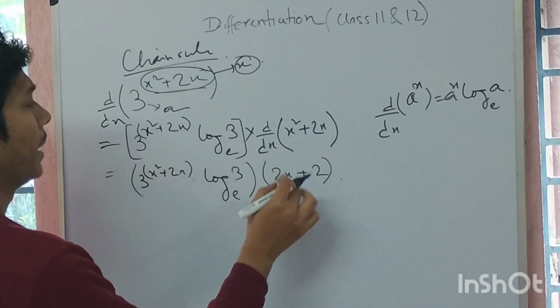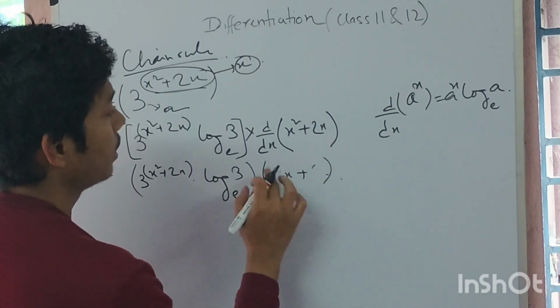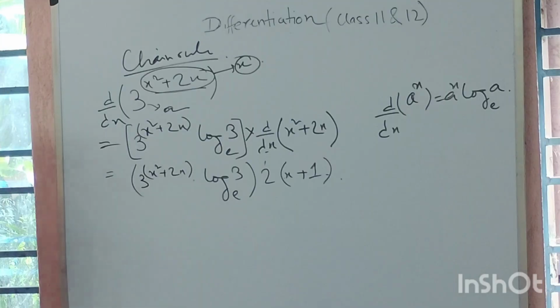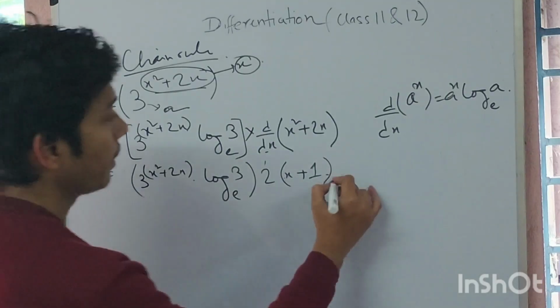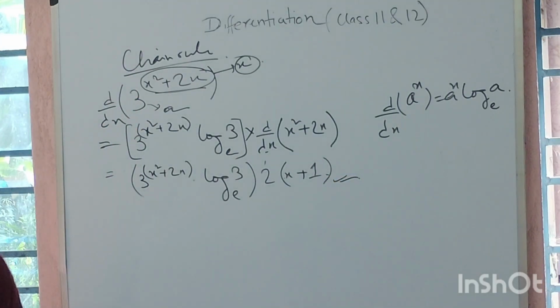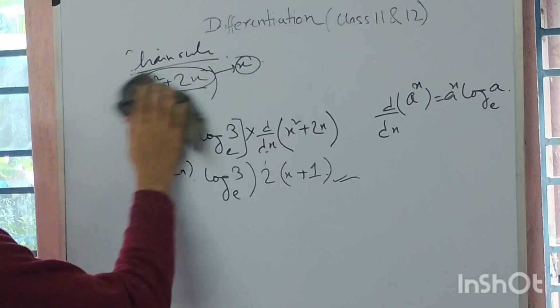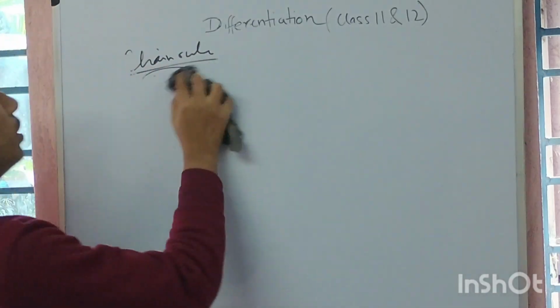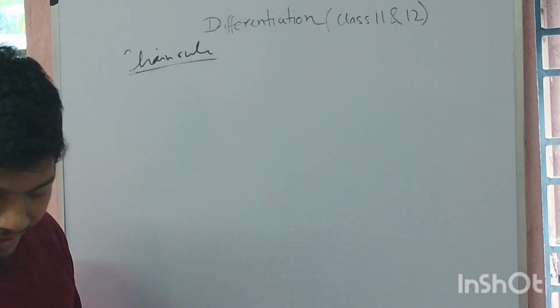I can take 2 common from this one. Then it will look like 2 into x plus 1. Fine. So this will be my answer. For your convenience, I am also doing another. Just look at this. I am giving you another example to understand this very well.